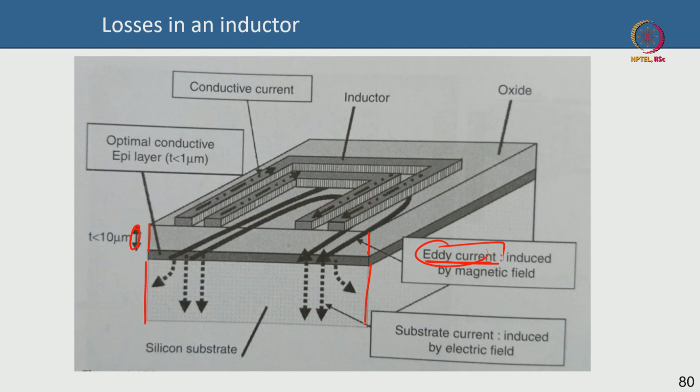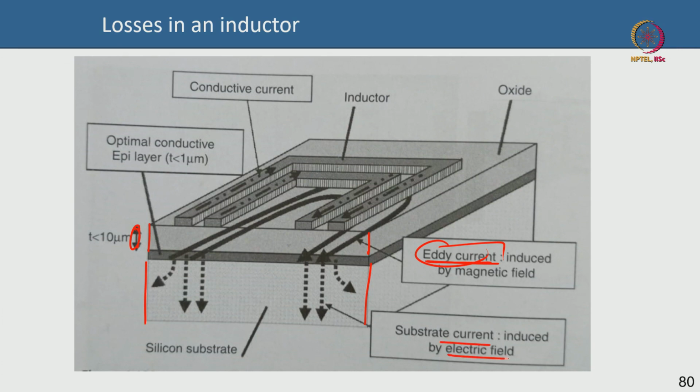If it is a CMOS, there is going to be a lot of leaky substrate effect. If it's a compound semiconductor, this is much more mitigated or reduced, but here from the picture it looks like it is a CMOS or a silicon based thing. Now eddy current is one component that is going to create a headache for us, because the current is going to flow in the opposite direction to the direction of the current in the spiral, and that is going to reduce the inductance. And secondly, there is also something called substrate current.